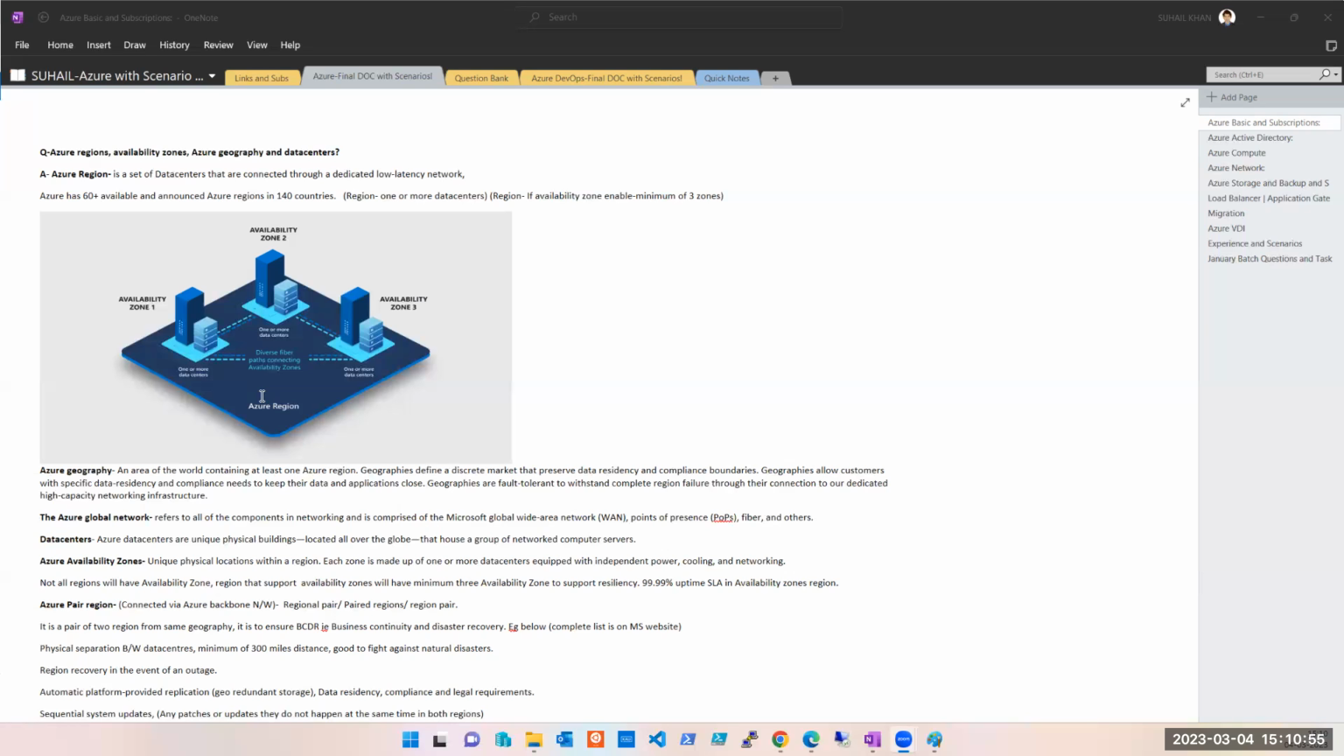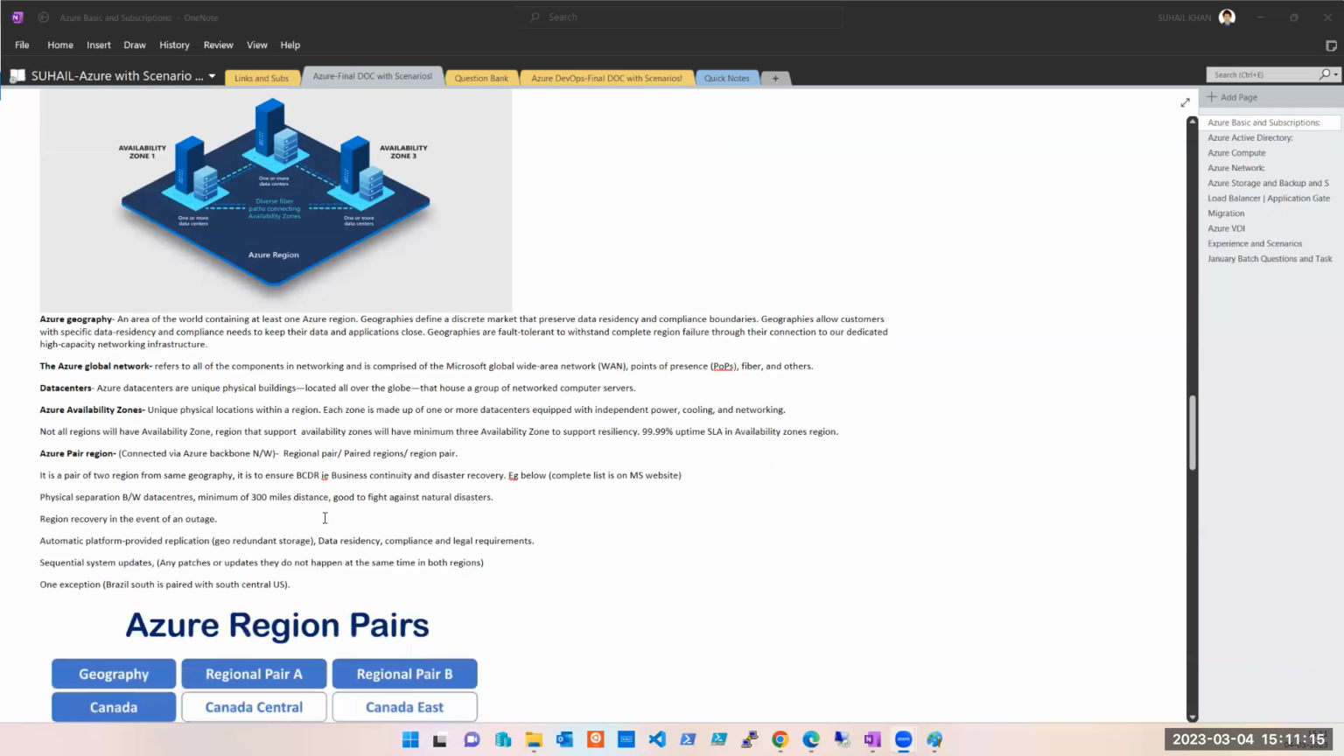Perfect. So I hope whoever answered, you guys are reading the portal when you create the machine. You do get an option, even if it is in the same region where availability zones are available, it is optional. You can select no redundancy required. It's clear, everyone? Okay.